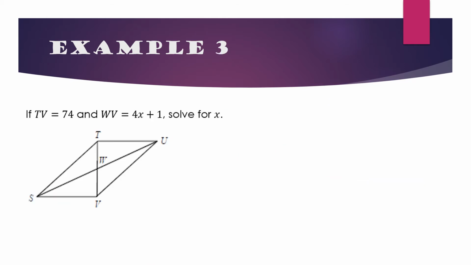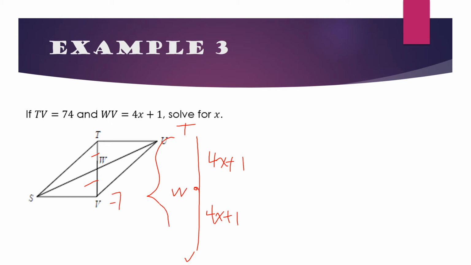For our last parallelogram problem, we know that TV is 74, so that's the whole length of that segment, and we know that WV is 4x plus 1. So I'm just going to draw TV, and then here's W. So I know WV is 4x plus 1. What we do know about that diagonal is that diagonals bisect each other. So TW and WV actually have the same measure. So if WV is 4x plus 1, then so is TW. And we know that the whole thing together is 74.